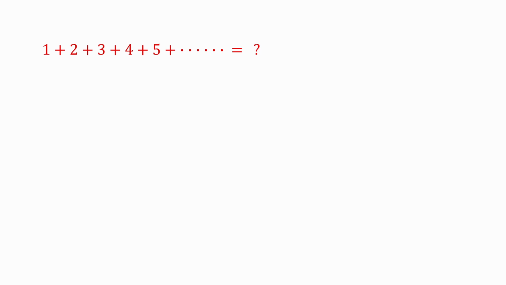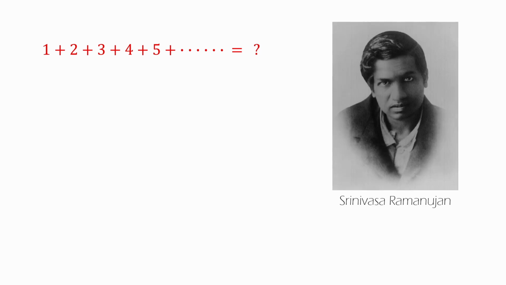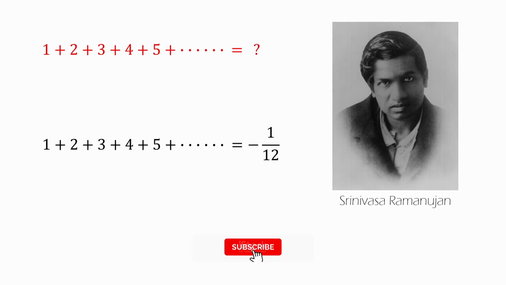The great Indian mathematician, born in 1887, proved that this summation is actually equal to -1 divided by 12. Sounds crazy, doesn't it? Don't worry, by the end of this video you'll understand how that makes sense.